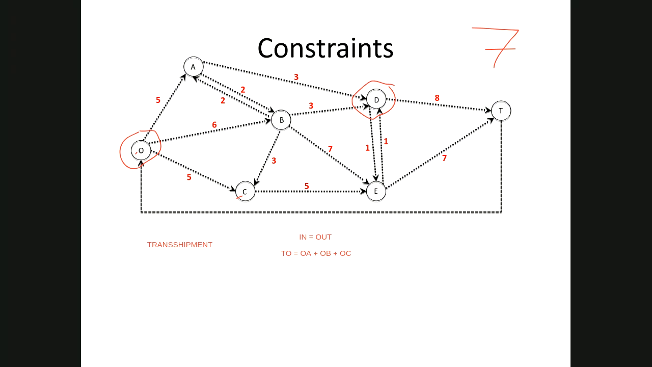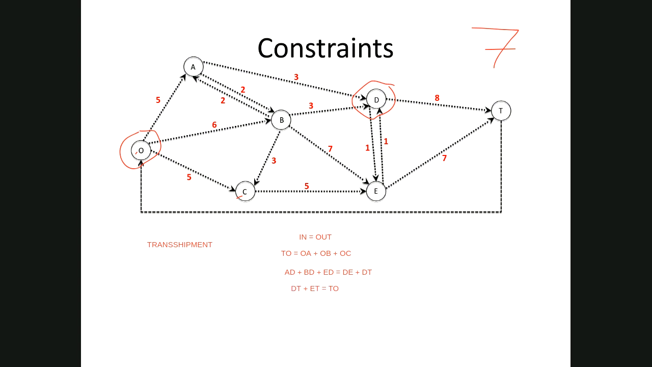We've done these so many times that I'm going to leave the others, A, B, C, E, and T, although I will talk about T since it's a little different. What's going into T? D to T plus E to T, which we've already talked about, and that's what leaves, T to O. I'll leave the others for you to work through.